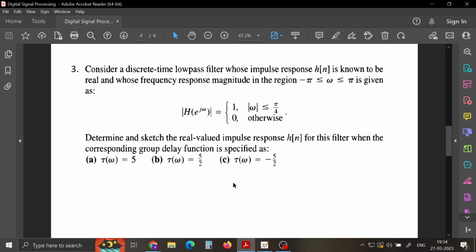Okay, I will just solve one case and you can immediately solve the other cases also. So the group delays for 3 cases are different. For the first part, the group delay tau of omega is 5. Okay, just read the question. If it's not clear to you, let me know, then I will start.